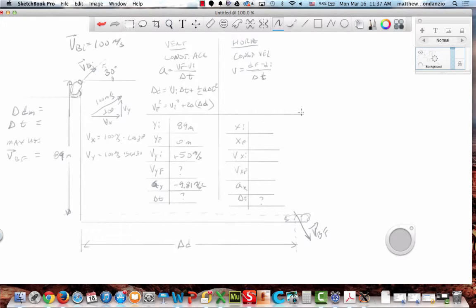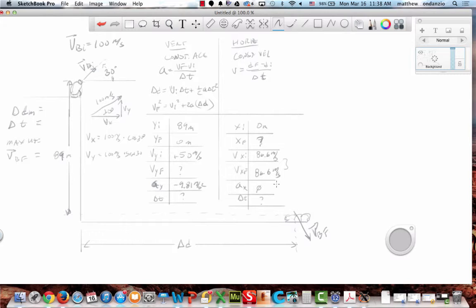What is my x initial position? 0 meters. What's my x final position? Don't know. What's my x velocity initial? 86.6 meters per second. What's my final velocity horizontally? 86.6 meters per second, isn't it? It's constant. What's my acceleration in the x? 0. Why is it 0, guys? Because it's a constant velocity and we have no change. And what's my time? We don't know.